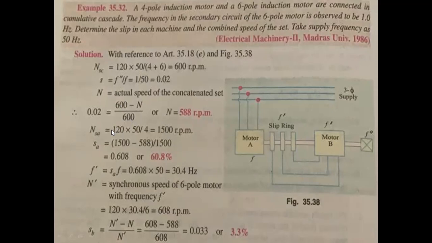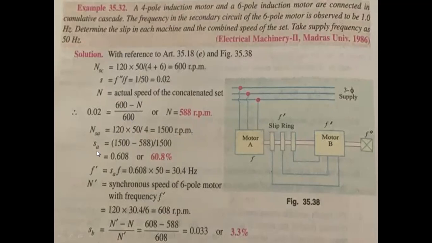Next, NSA, speed of first motor. 120 F by P. First motor is having 4 poles and second motor is having 6 poles. So 120 into 50 by poles 4, that is 1500 RPM.